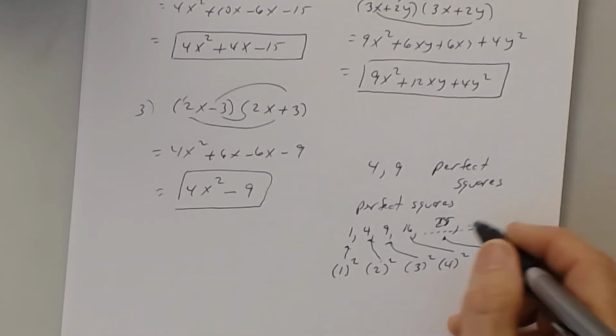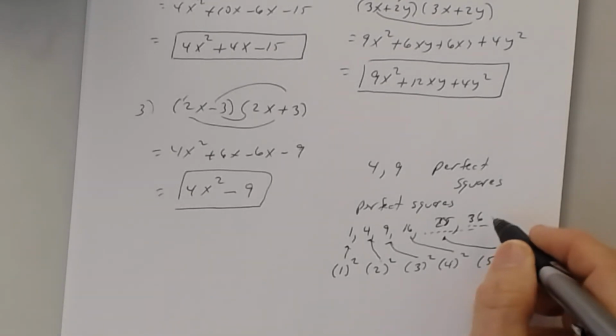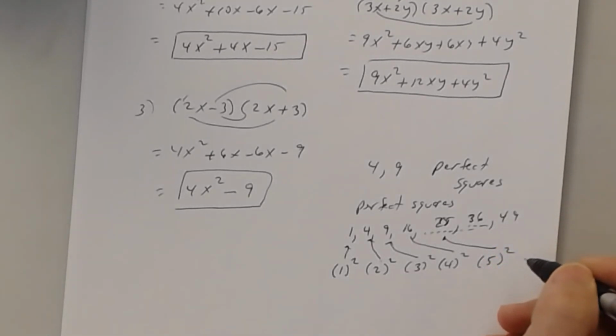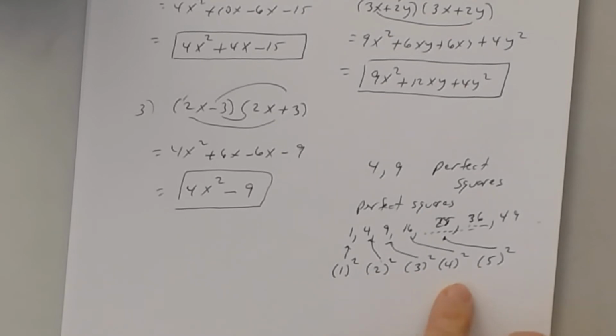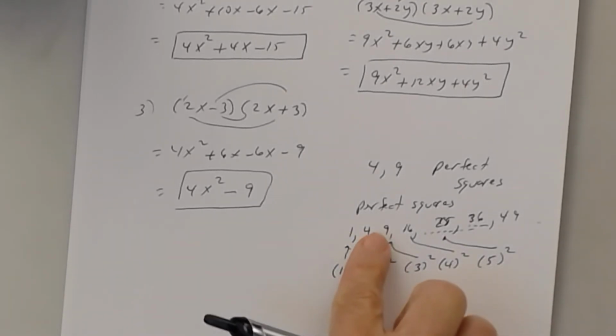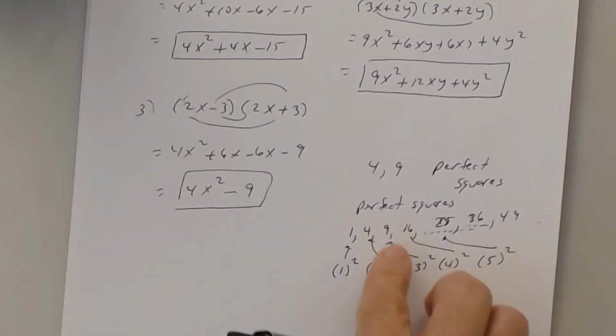And what will be the next one? 36. Good, because 6 squared is 36. What's the next one? 49, because 7 squared is 49, and so on. There are an infinite number of those. I want you to notice this, though. If I take the square root of these, I get back the numbers inside the parentheses. What's the square root of 1? 1. What's the square root of 4? 2. What's the square root of 9? 3, and so on.